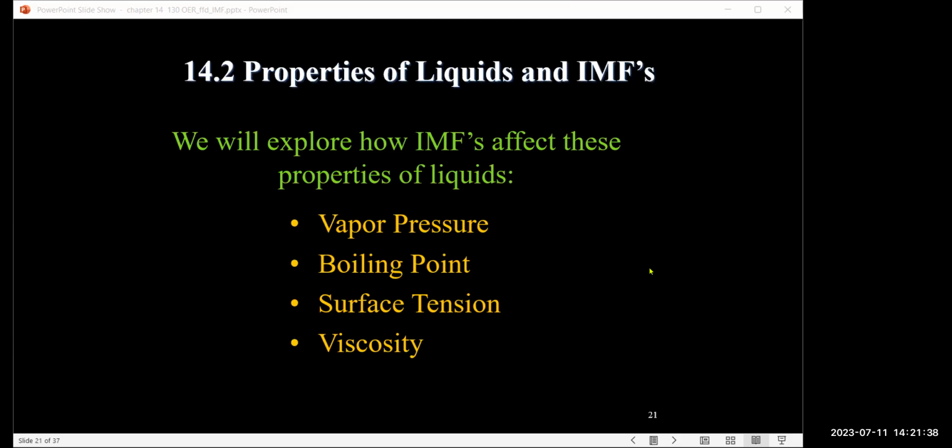Okay, some of the physical properties that we're going to look at is called vapor pressure. Well, vapor pressure is, for example, if you have a soda pop container with the cap on, okay?